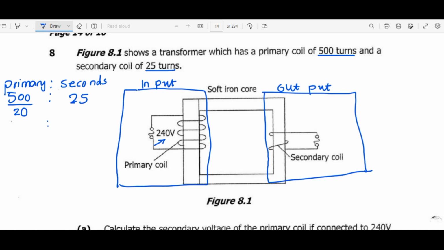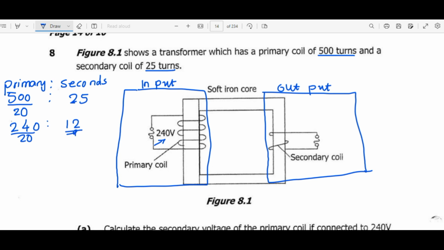Now, what is our voltage? The voltage is 240. So if we divide 240 by 20, then we'll be able to have the output voltage. 240 divided by 20 will give you 12 volts. So this is our final answer.